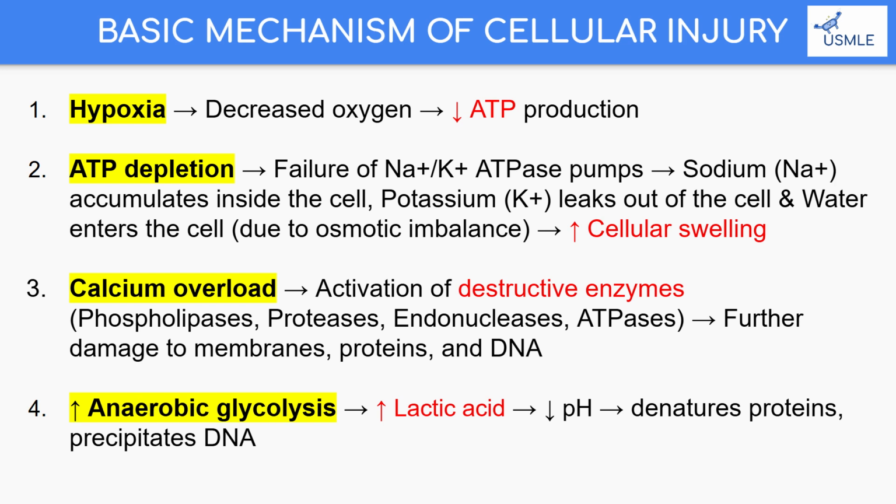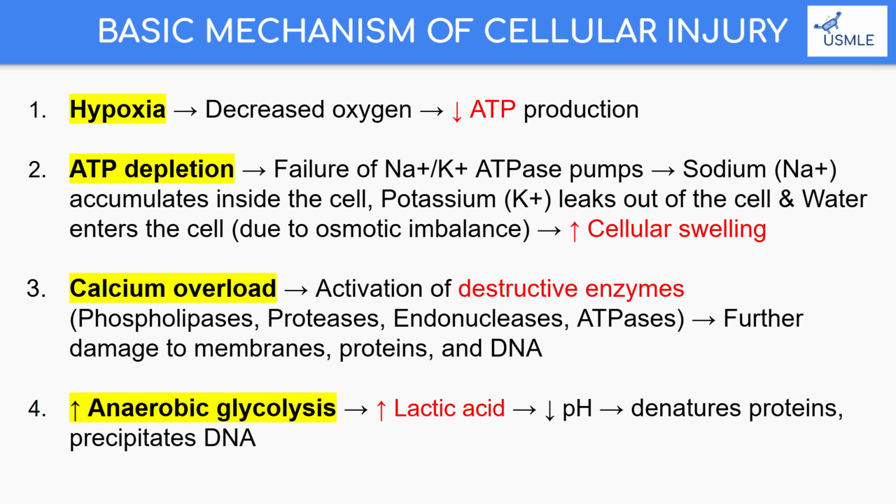Simultaneously, with oxygen lacking, the cell switches to anaerobic glycolysis to generate energy, which leads to buildup of lactic acid. This results in decreased pH, further damaging the proteins and precipitating DNA, impairing cellular function even more. As you can see, hypoxia disrupts critical processes like oxidative phosphorylation and triggers a cascade of cellular events that can lead to irreversible damage. If these changes continue, the cell will eventually die through mechanisms like necrosis or apoptosis.